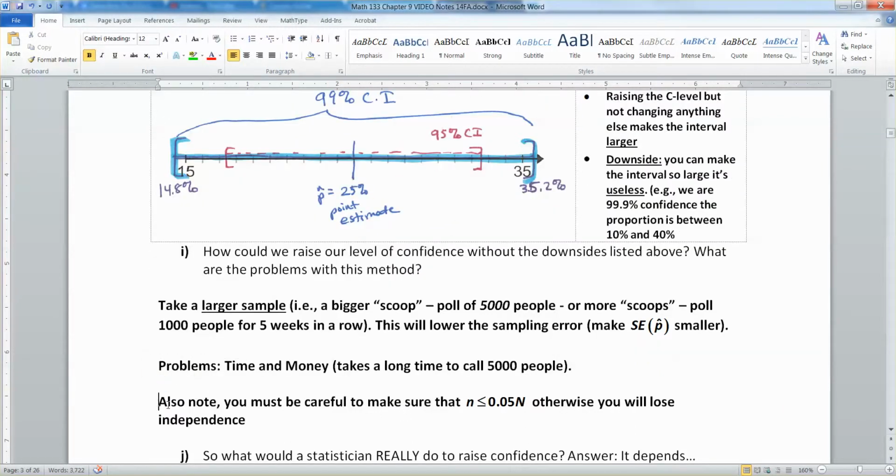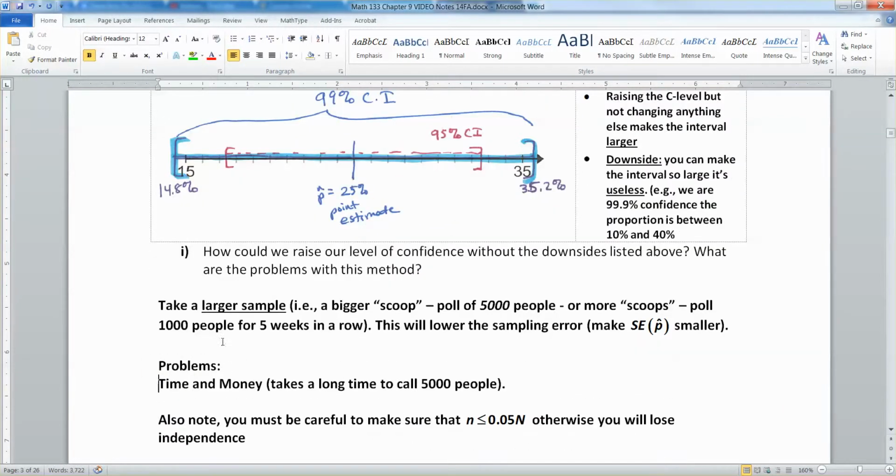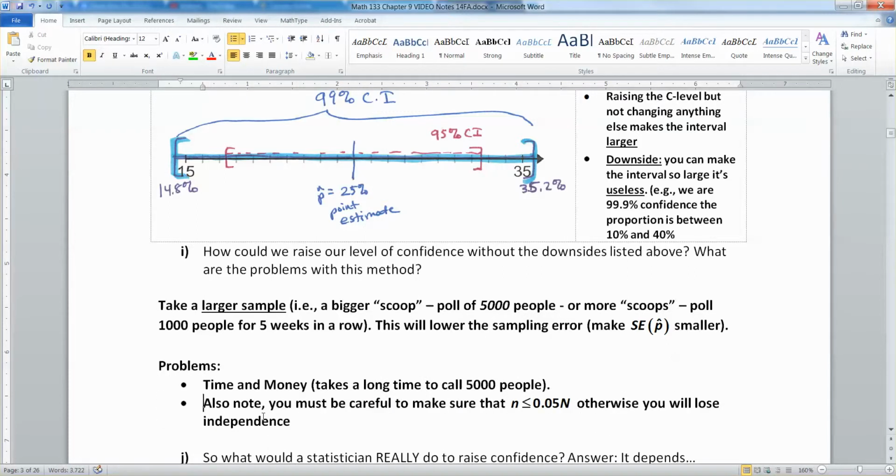I kind of brought this down here because this is another problem. So the problems are time and money, and you've got to be careful not to take so big a scoop, so big a sample that you lose independence, right? And that was in section 8.2 that we learned that, right?